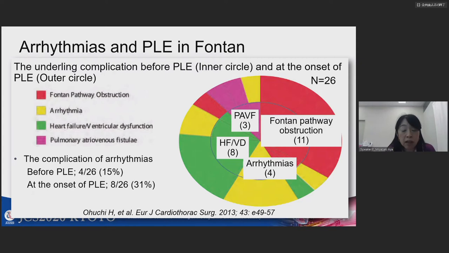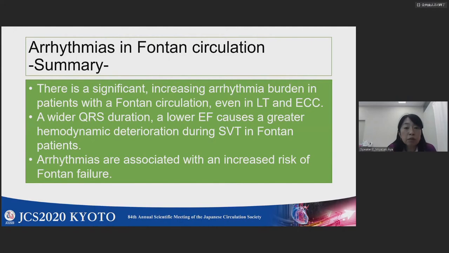This is a summary of arrhythmia in Fontan circulation. There is a significant increase in arrhythmia burden in patients with a Fontan circulation, even in lateral tunnel and extracardiac conduit. A wider QRS duration and a lower ejection fraction cause a greater hemodynamic deterioration during the SVT in Fontan patients. Arrhythmia is associated with an increased risk of Fontan failure.